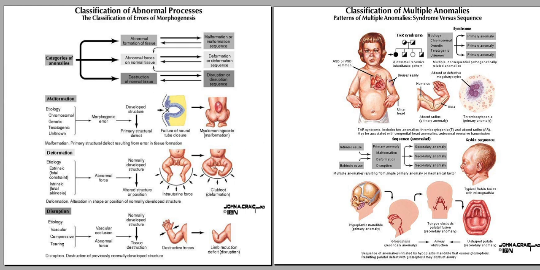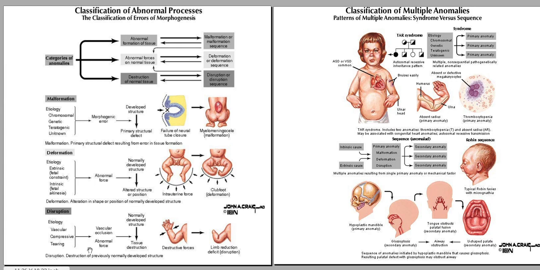Right. So let's talk about clubfoot, a deformation. It falls under the second category, abnormal forces acting on the normal tissue. So the etiology is normally extrinsic fetal constraint or intrinsic fetal akinesia. That's an abnormal force acting on a normally developed structure, altering its position. You can see the force pushing it inwards, forming the deformation, clubfoot.